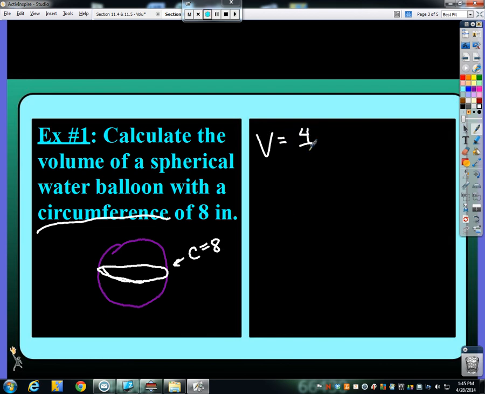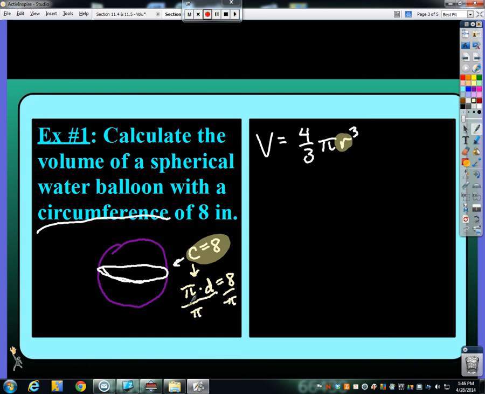Well, let's think. If I want to know the volume, I need to use 4/3 pi r cubed, which means in order to do that, I need to know, what's the radius? Well, I don't know the radius, but I know what the circumference is. Is there any way I could use the circumference to get to the radius? So we need to think about what the formula for circumference was. Well, it was pi times diameter. So we know that pi times diameter is 8. So what we have right now is the diameter, so let's just work with it.